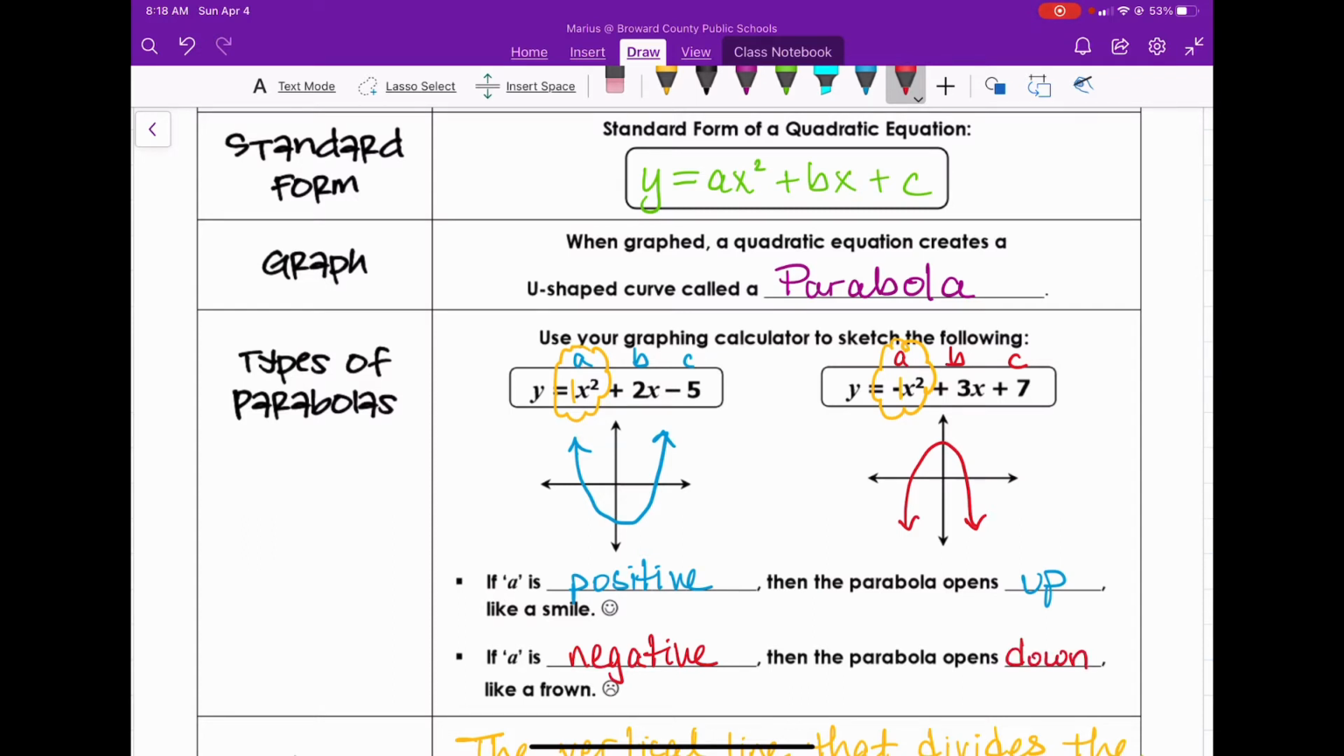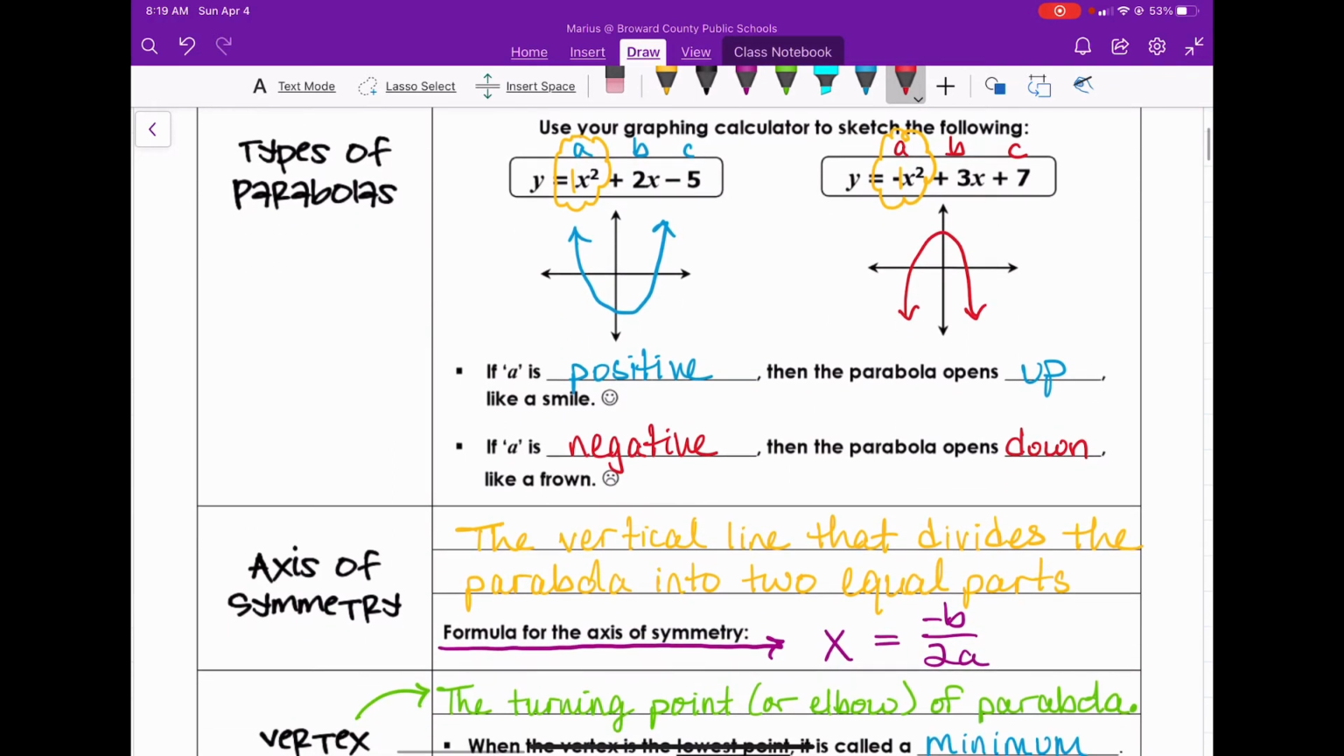Now, all parabolas have an axis of symmetry. The axis of symmetry is basically an invisible vertical line that divides the parabola into two equal parts. For example, in the first example that I colored in blue, the axis of symmetry would be about right here. If we were to fold the parabola over that line, it would land right on top of itself. And for the red one, it might be about right there. It's not exact, but that's the idea: the axis of symmetry is a vertical line that divides the parabola into two equal parts.